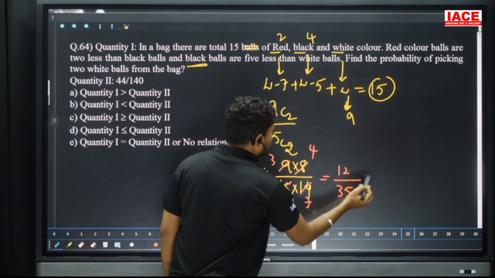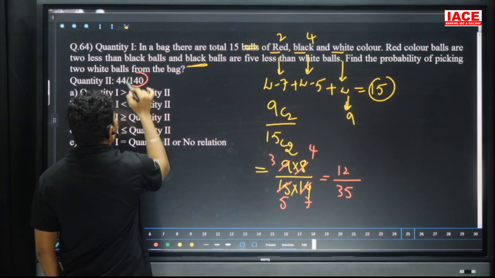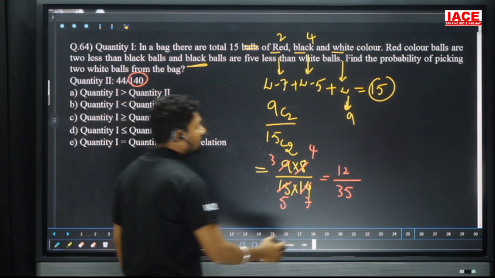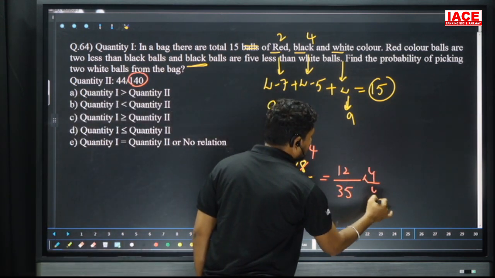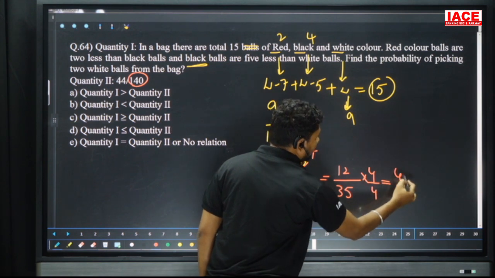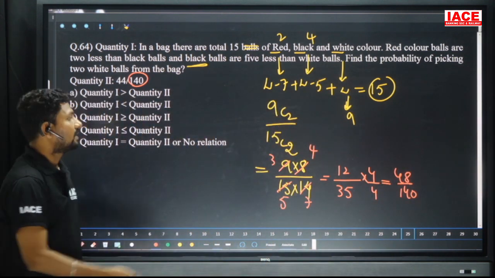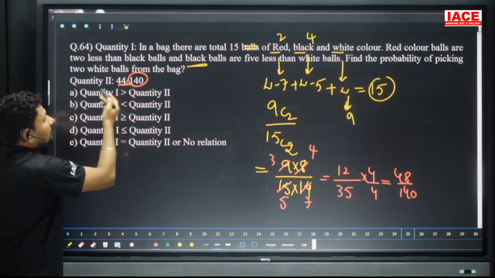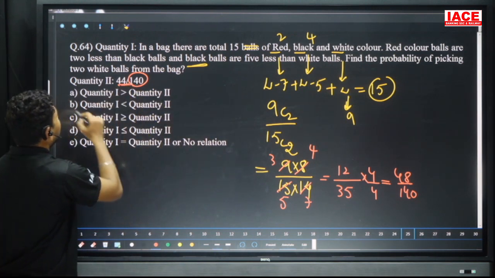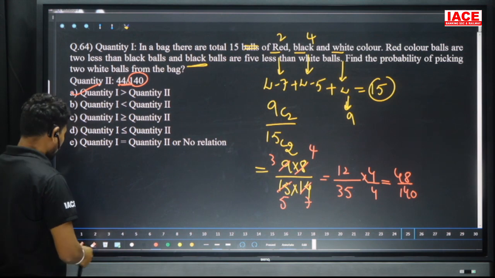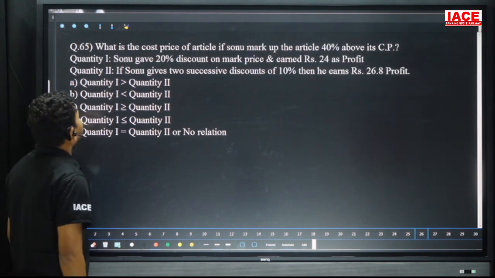4 3s are 12. But in quantity 2 they have given 140 in the denominator. Here we also multiply numerator and denominator by 4: 12 4s are 48. 48 by 140. When the denominators are the same, we can easily compare the numerators: 48 and 44. 44 is smaller and 48 is bigger, so quantity 1 is bigger than quantity 2. Option A.